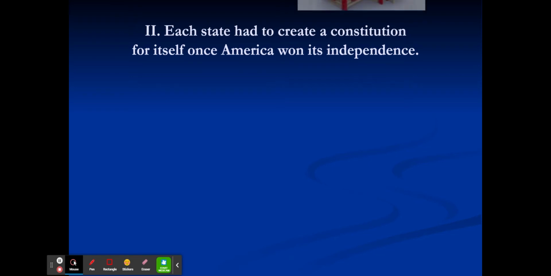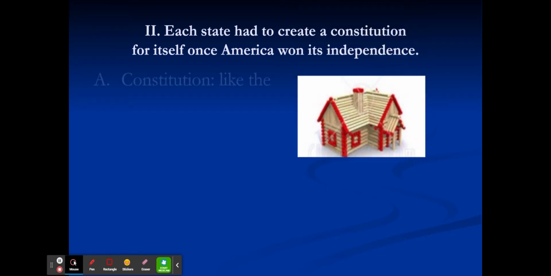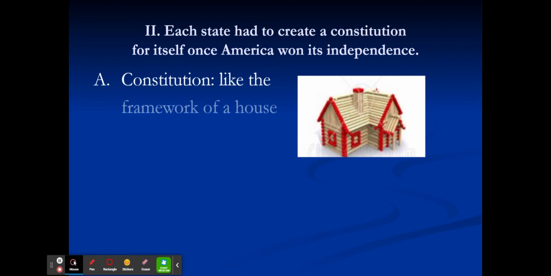A constitution, a government for each state, is like the framework of a house, the structure of the house, the walls, the roof, the floor, that main structure. Think for a moment if you've ever built with Legos or blocks or craft sticks, right? You're building the structure, the framework of the house. So the Constitution is like that framework of how is this going to work? How are we going to create this basic structure, this foundation?